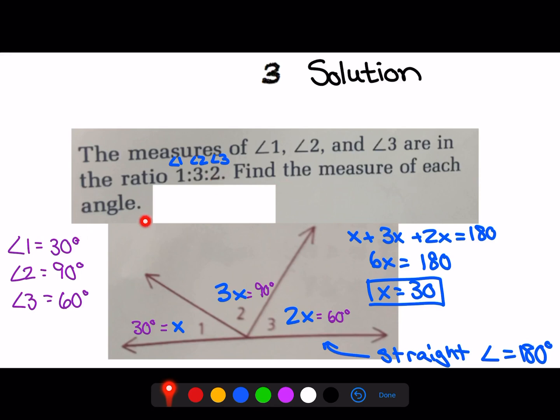Find the measure of each angle. Well, first off, I see the straight line on the bottom. That signifies that we have a straight angle happening here, meaning all three of these angles combined equals 180 degrees.